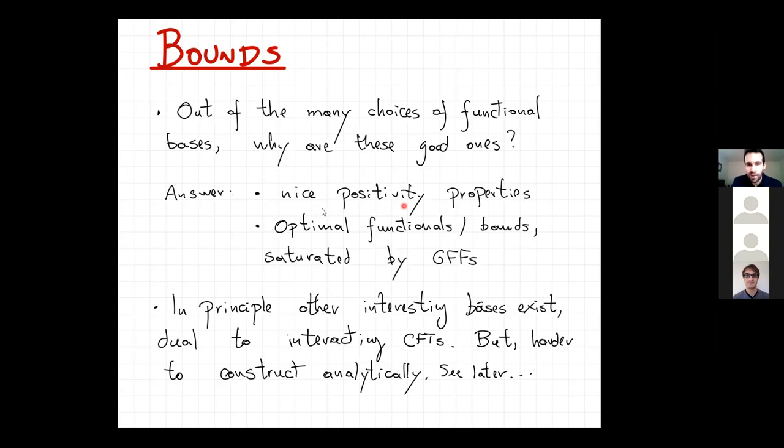So this will translate into bounds, and these bounds will be optimal. Why are they optimal? They are optimal because they will be saturated by the solutions which are dual to these functionals, namely by generalized free fields. So this is the logic. You want to construct bases associated with solutions, because this way the bounds that you get have a chance of being optimal, because they will be saturated by that solution. As I said, other interesting bases exist, dual to interacting solutions to crossing, but they are harder to construct analytically, but we'll see later how we can get a handle on these other bases.